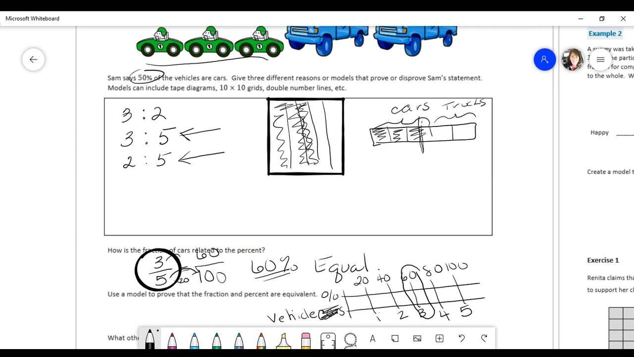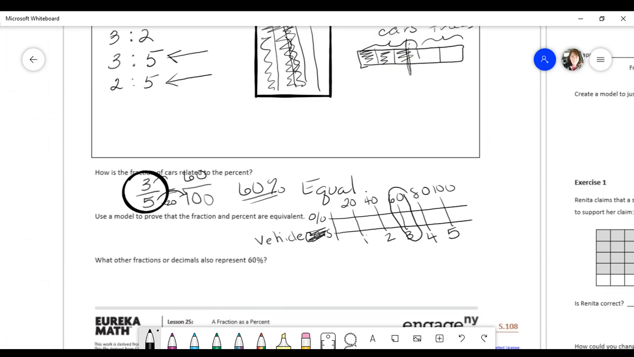And the last one that we're looking at says, what other fractions or decimals also represent 60%? So we knew 3/5 did. We already had that. Well, what if I double both of those? What does the 3 become? Right, 6. And the denominator? 10. What if I instead multiplied this by 3? 3 times 3 and 5 times 3.